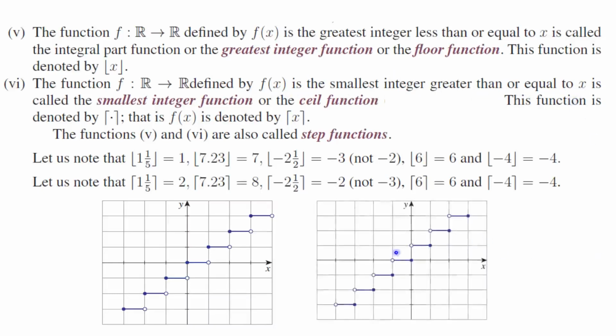See this graph. Now when we take a value at some place, we have to take the next integer value after it. Let us see this. Here 1 by 5 comes after 1, so the next value, 2, is what we take as the value of the ceil function. Similarly, for 7.23, the next integer value is 8. That is given here: greater than or equal to x.